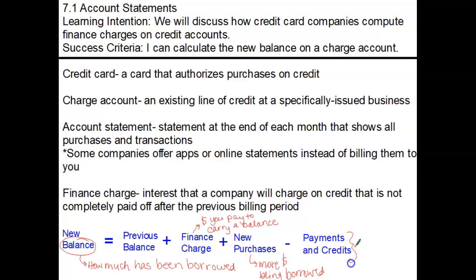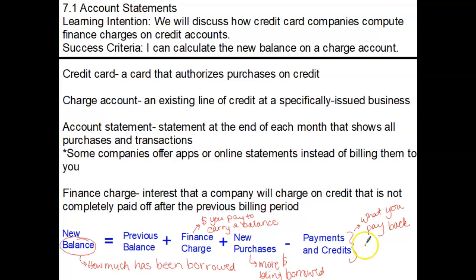And then payments or credits. Payments and credits are what you pay back. So imagine that you borrow money from a friend. That would be your balance. And then anytime that you pay them money back, that would be a payment or a credit. And so your payments and credits are going to reduce the amount of money that you owe or that you've borrowed, right? So if you borrow $100 from your friend and you pay back $20, now you don't owe them $100 anymore, you owe them $80.